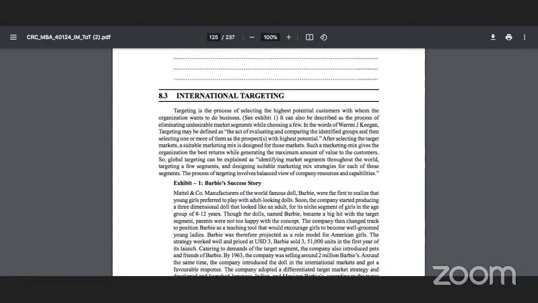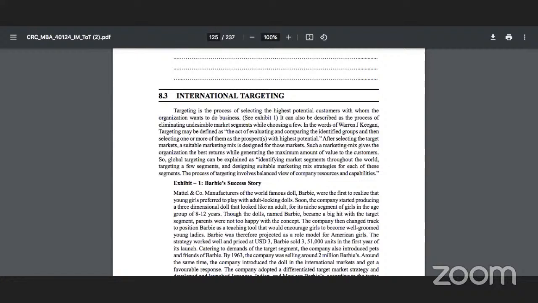A marketing mix which is designed for these markets gives organizations the best returns because they are focusing on markets with the highest potential. That means at the same time, they're giving the maximum amount of value to the customers.